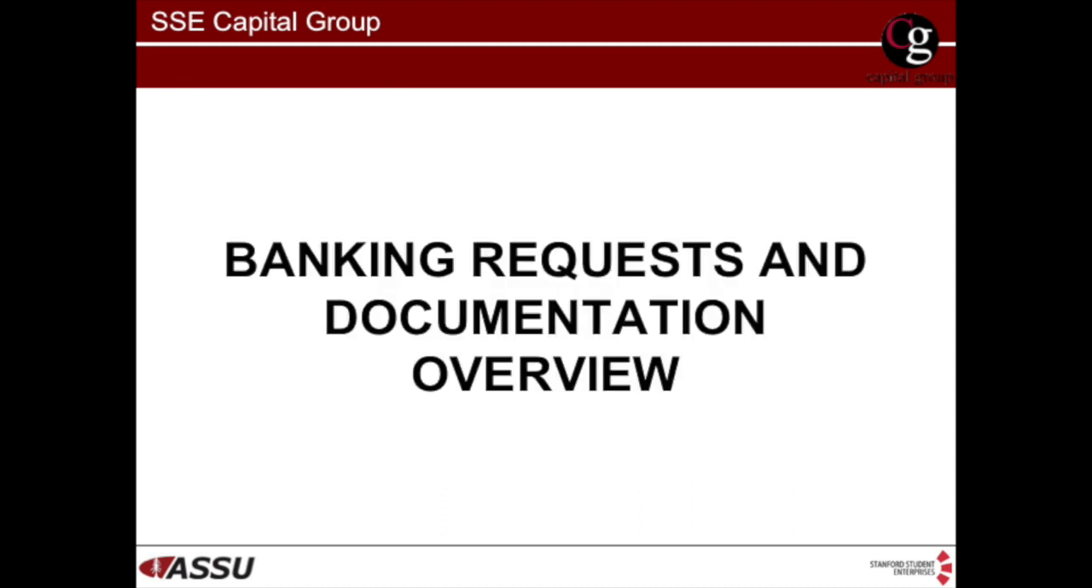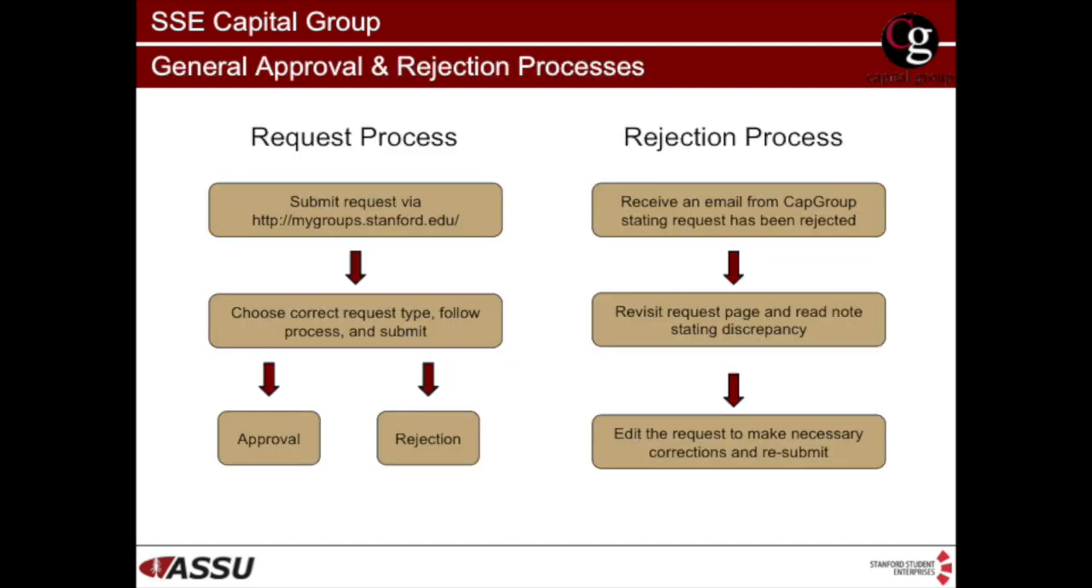Okay, so let's say I got the funds to do what I need to do, but how do I actually use the money? You move your money around using banking processes, which all follow a similar process. First, you submit the request through MyGroups, then you select the correct request type, and then you fill out the correct form.